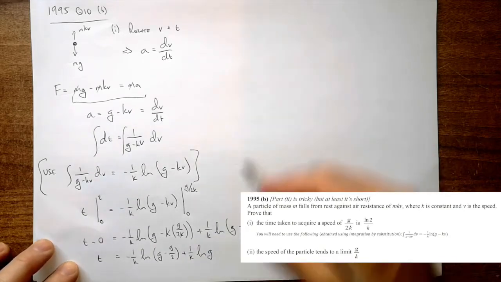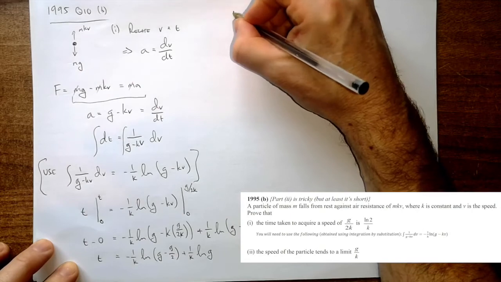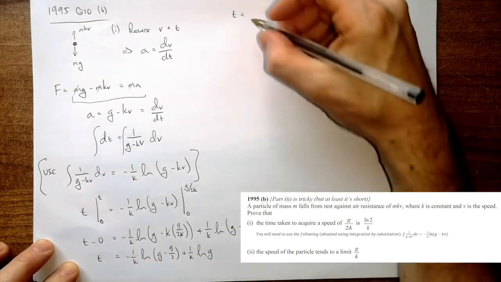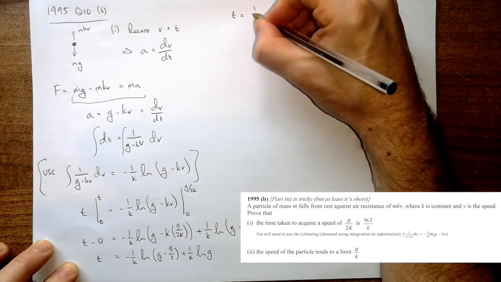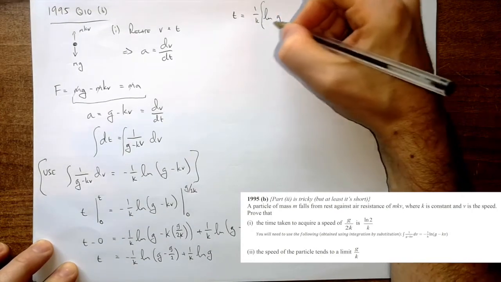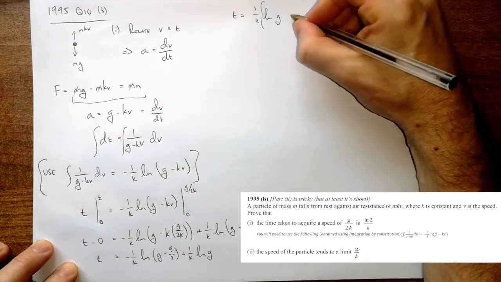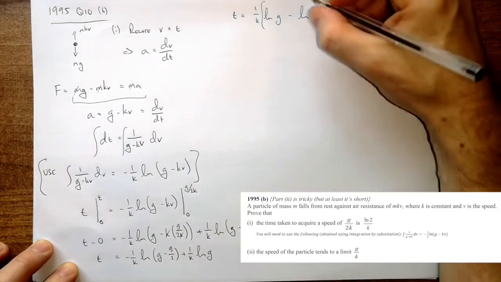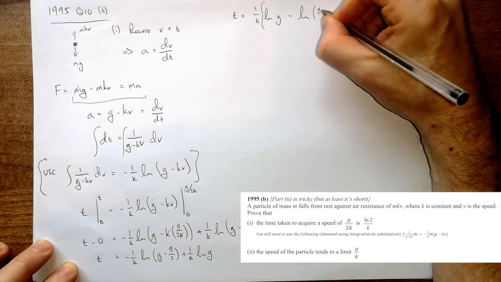So let's bring it all up here. Now, time equals, to keep these tidy, I always like to put the positive term first and then the negative term, because then we can use our log relations. So we have 1 over k, natural log of g. We might just pull all the k's out together, minus natural log of g minus g over 2, which is fairly obviously g over 2.